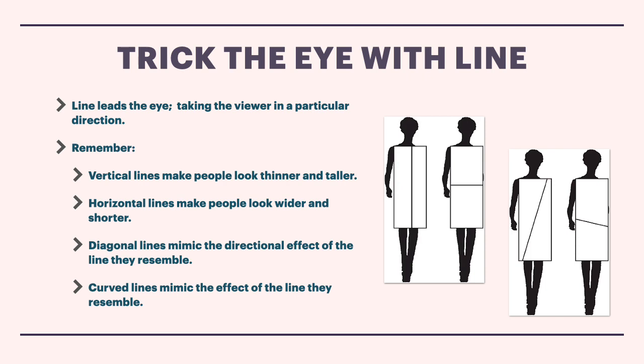They have a lengthening effect when they're placed closer to vertical lines, and then the opposite effect is true when they are placed closer to horizontal lines. Like diagonal lines, curved lines mimic the effect of the line that they resemble. Another consideration is the placement of vertical lines. So vertical lines that are placed closer together are more slenderizing than those that are placed further apart.